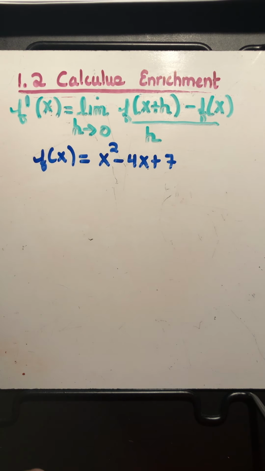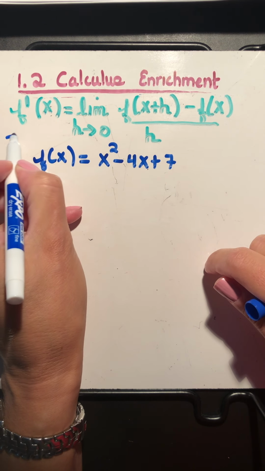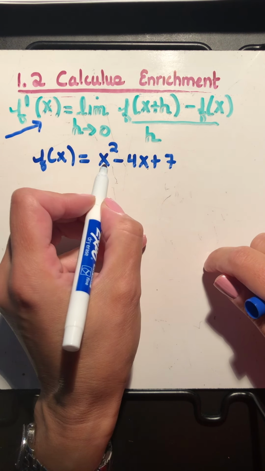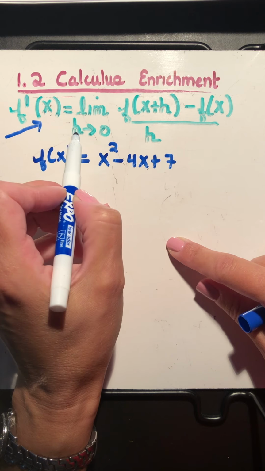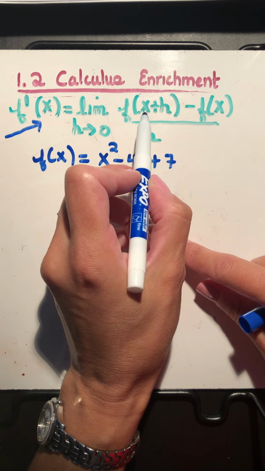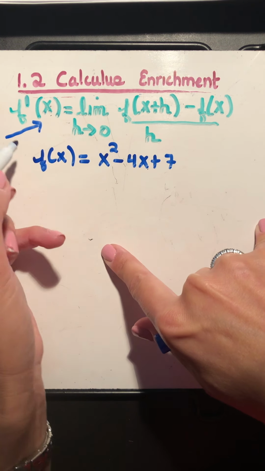Okay, in this video, we're going to calculate the derivative, or slope, of the following parabola. The original function is f of x equals x squared minus 4x plus 7. And we saw in our last video that the formula to calculate the slope of a curve, which is called the derivative, is f prime of x equals the limit as h goes to 0 of f of x plus h minus f of x, over h. So let's actually do the calculation.